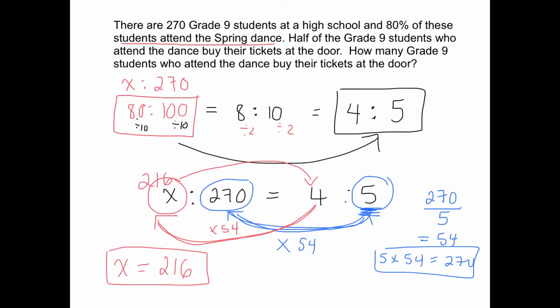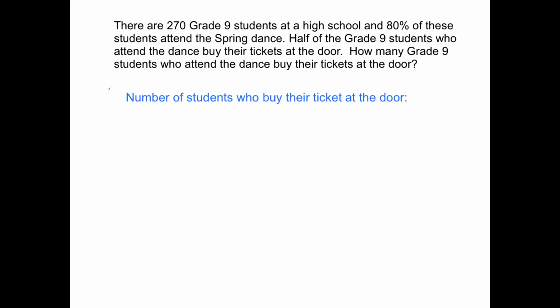Well, now what? Well, now we have to do part 2 of this question, and that was to find out how many students buy their tickets at the door. So now that we know that 216 students attend the dance, how will we figure out how many of those students bought their tickets at the door? Well, the question told us that half of the students who attend the dance buy their tickets at the door.